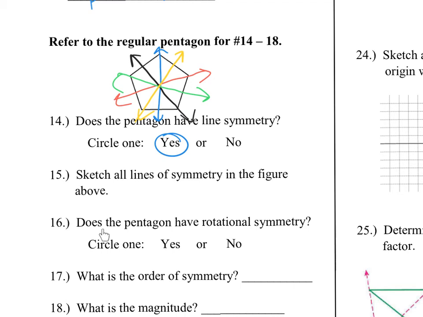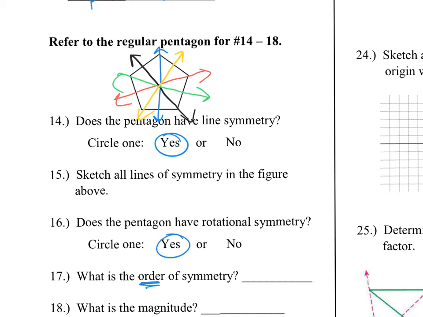Number 16 says, does the pentagon have rotational symmetry? In other words, can I rotate this shape about its center, and if the shape maps onto itself in less than 360 degrees, then you'd say yes, it does. So I would recommend that you use a piece of patty paper, trace your shape, find the center, and then start rotating the paper and see if it maps onto itself. If it does in fewer than 360 degrees, then you would say yes, it does have rotational symmetry.